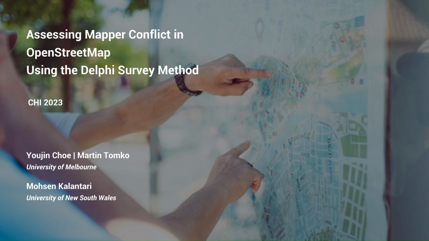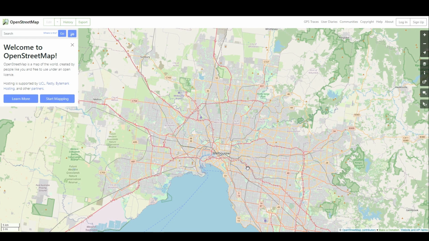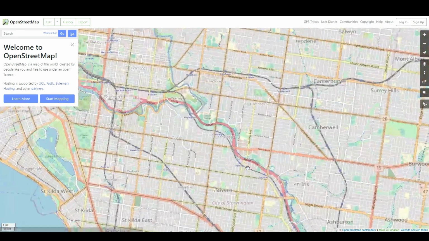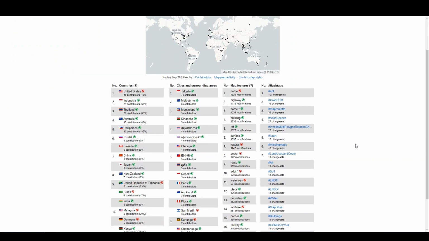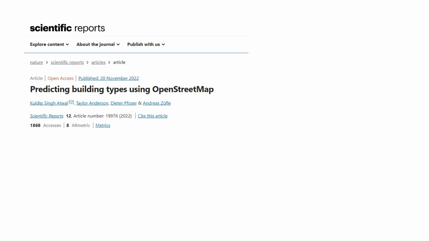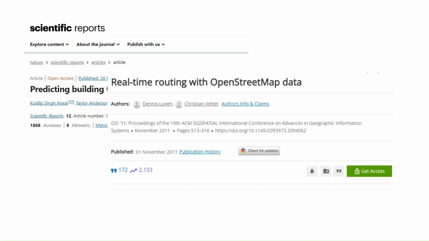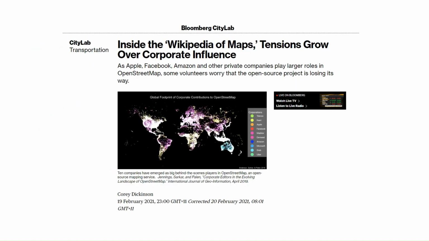morale. We assessed producer conflict in one of the peer production communities, OpenStreetMap, using Delphi survey method. OpenStreetMap, the so-called Wikipedia of Maps, was launched in 2008 and has grown into a community of millions of registered users contributing to one of the largest global multi-purpose map resources. OpenStreetMap's geospatial data have been used for multiple academic projects and commercial products under an open database license.